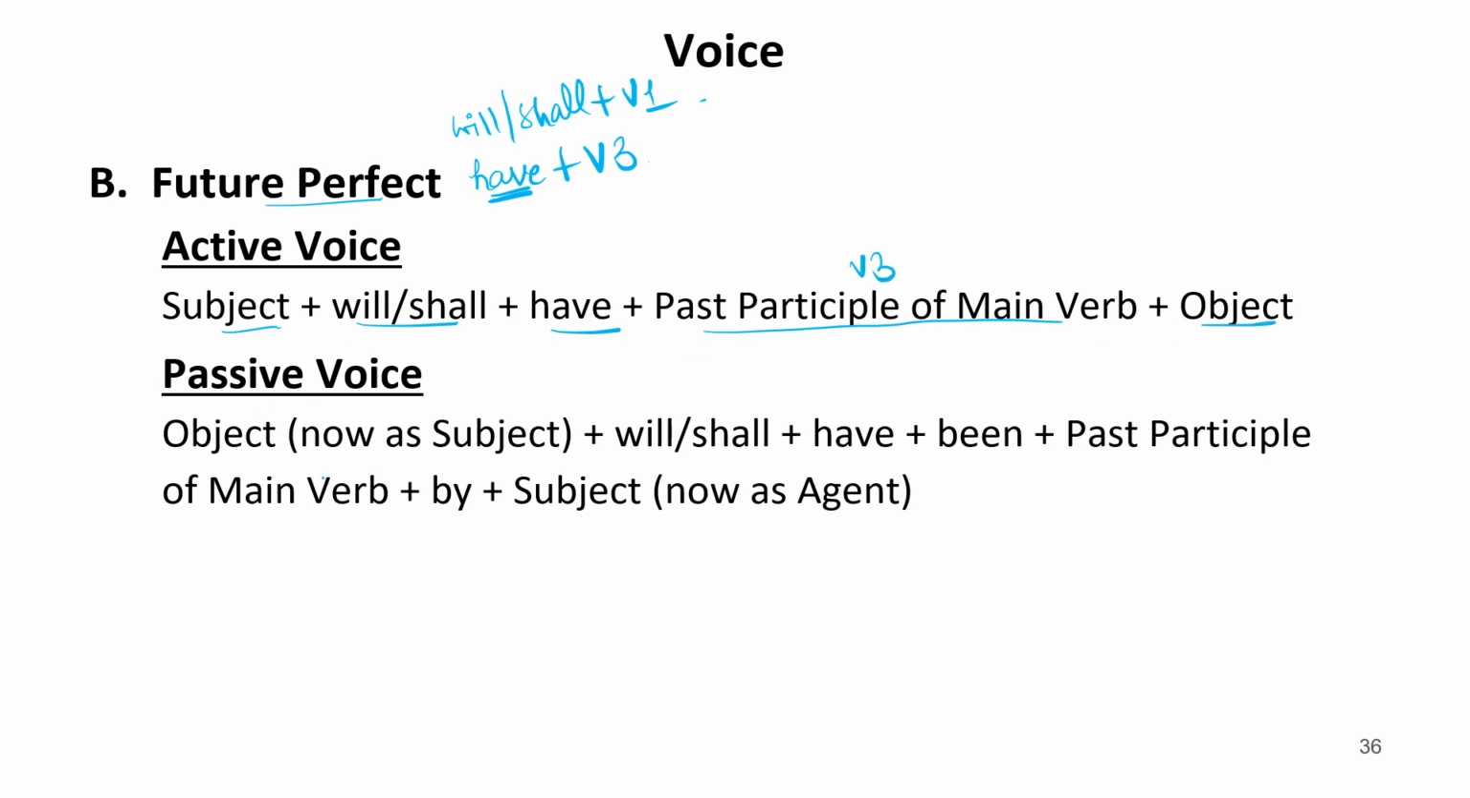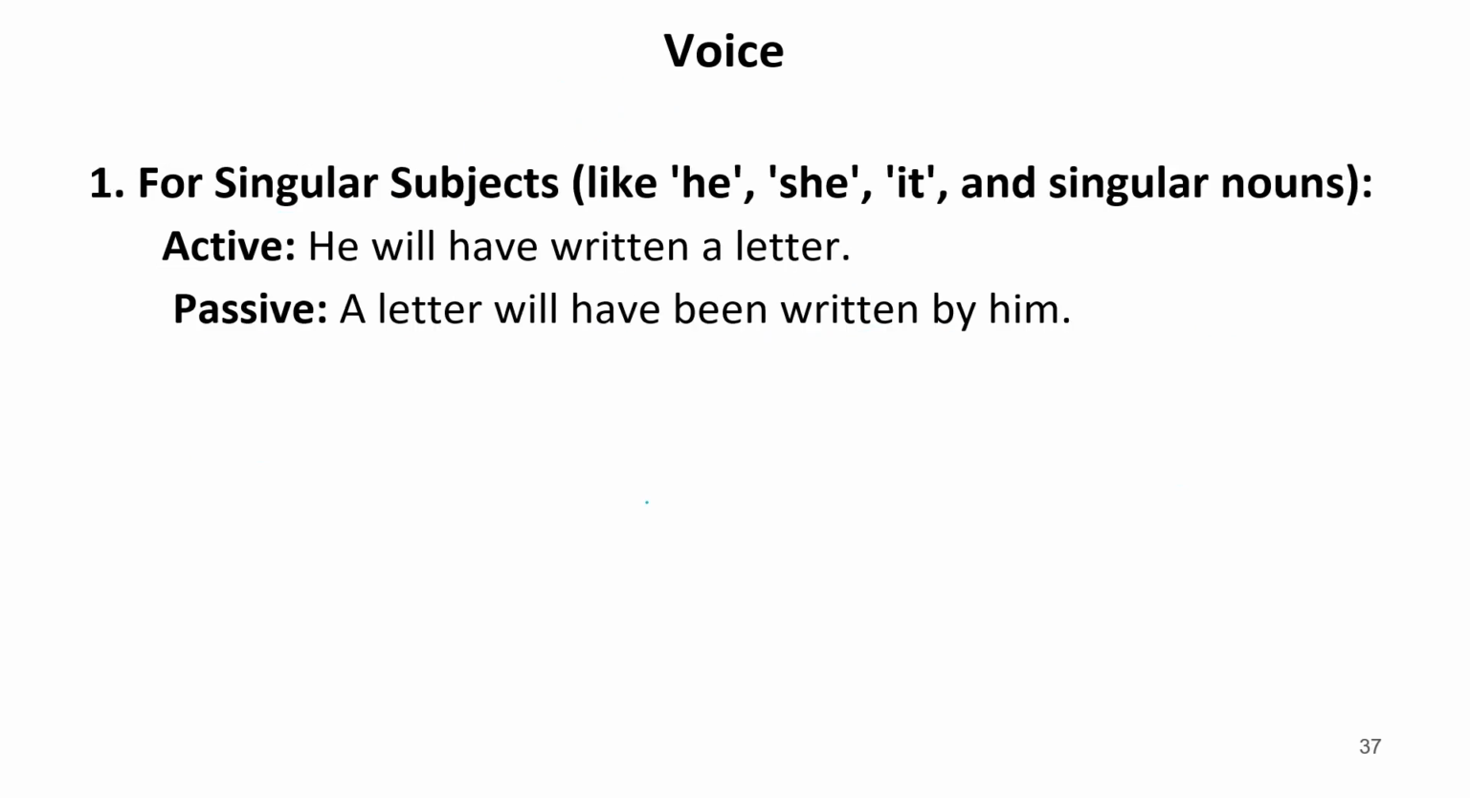Now if we convert this sentence into passive voice, we have object on the subject place, now as subject, then we have will and shall, then we have been, then past participle, that is verb third form, then by, and then subject, now as agent. For singular subjects like he: he will have written a letter. Now to convert this into passive voice, a letter will have, requirement of perfect, been, requirement of passive, then requirement of perfect and passive both, and then by him. So the correct passive voice will be: a letter will have been written by him.